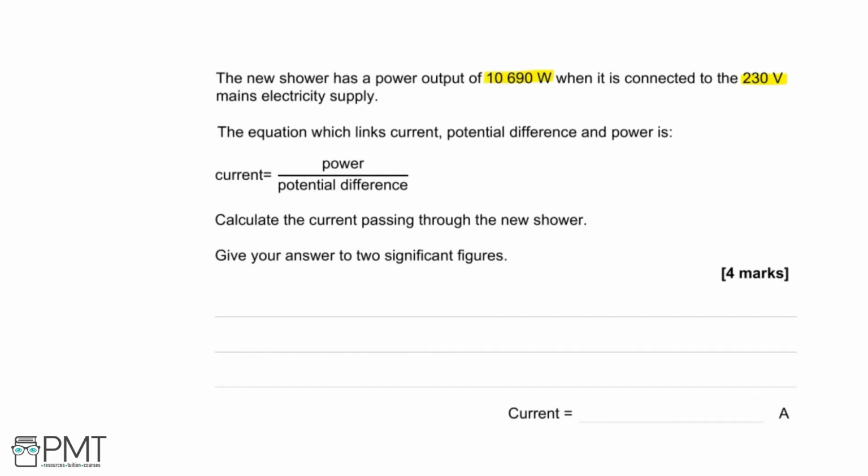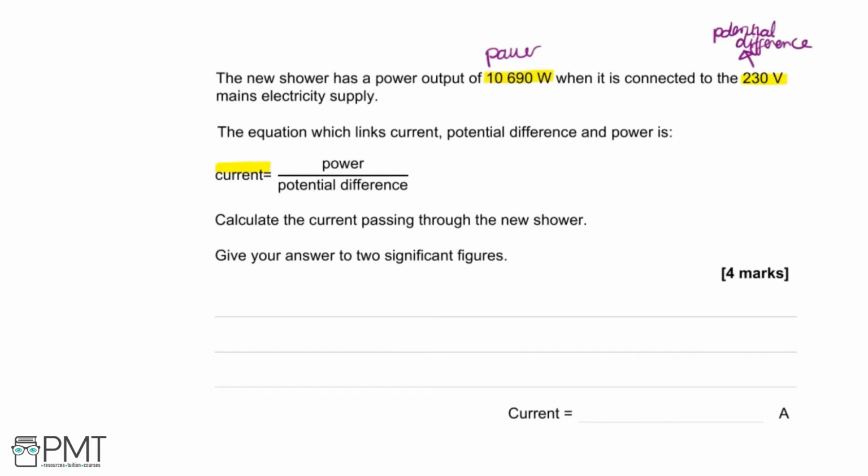So we want to find the current, and we're given the equation for current here. But do we have all the information we need? We have the power, that's here, 10,690 watts, and we also have the potential difference.